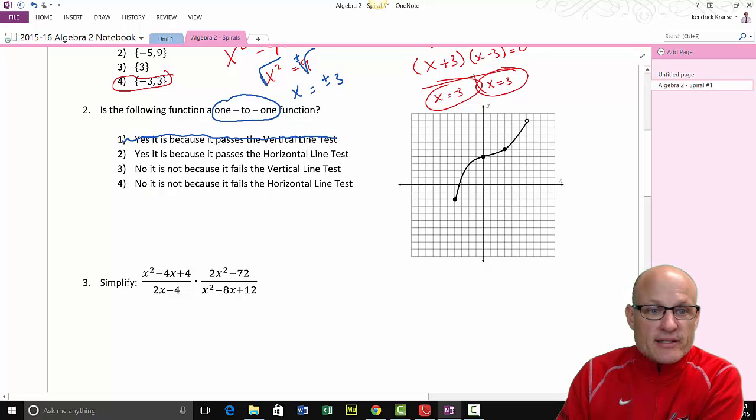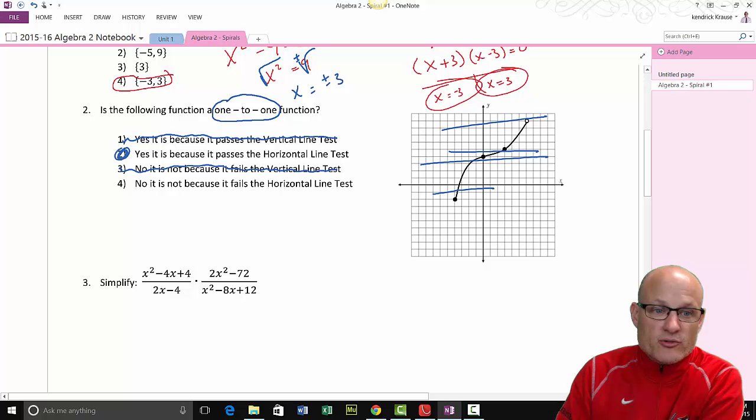No, because it fails the vertical line test. It does not fail the vertical line test. And no, because it fails the horizontal line test. No, it passes the horizontal line test. There's no place you can draw a horizontal line in here and hit more than once. This was a pretty easy one, choice 2.